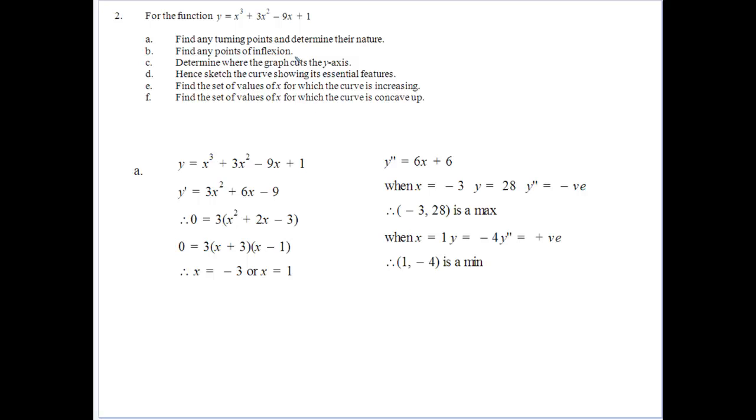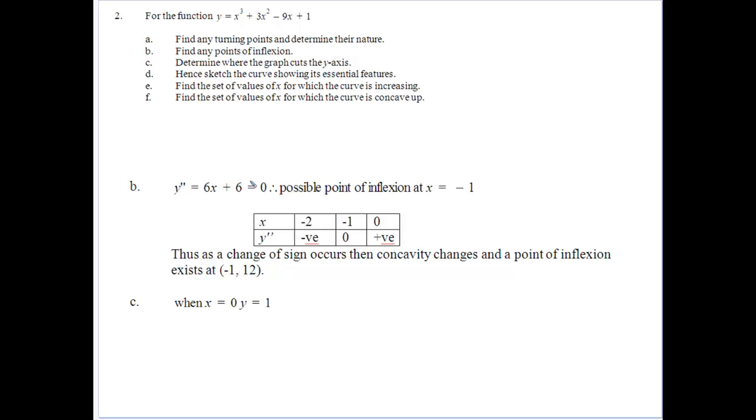In our next problem, we're doing something similar. We get our first derivative and want to get our turning points and determine their nature. We set the first derivative equal to 0. We're using the second derivative again because it's not too bad to use. When x is equal to minus 3, we get our y value of minus 28, and the second derivative is negative, so it must be a maximum. When x is equal to minus 1, y would be minus 4, just subbing into the equation. Our second derivative is positive, so it must be a minimum because it's concave up at that point. Now find any points of inflection.